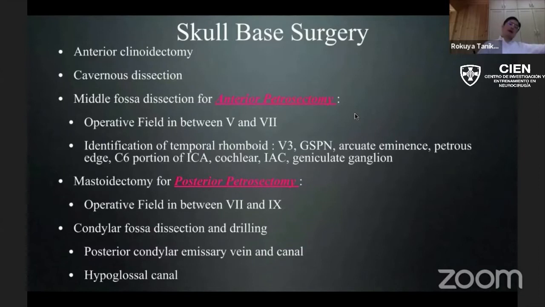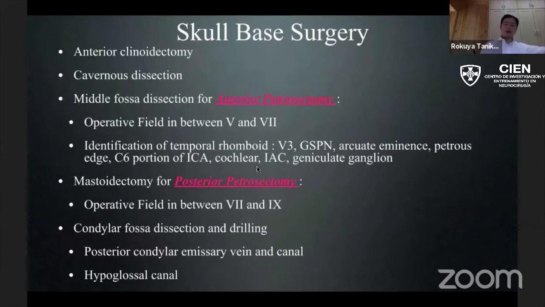to understand this anatomy, it is very important to get hemostasis after elevating the dura propria or dura from the medial fossa. The very important landmark is the temporal rhomboid, consisting of the V3 posterior border, GSPN, arcuate eminence, and petrous edge. Under the GSPN there's a C6 carotid in the bone, and just posterior to the C6, C7 junction, there is a cochlea.